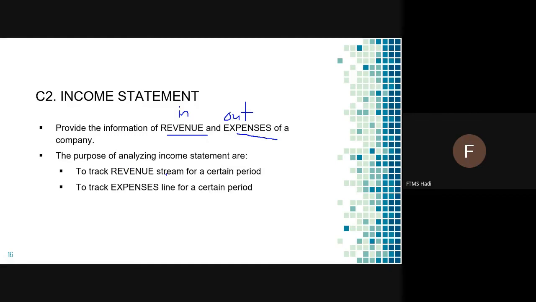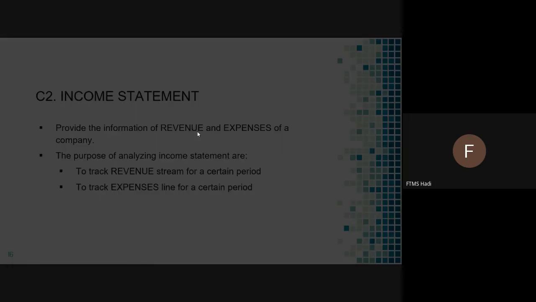So the purpose of analyzing the income statement: the first one is to track the revenue stream for a certain period, because we want to analyze money in, what is the main source of the company's income. And to track the expenses line in a certain period. We want to see which expenses are the largest. In other words, there are so many money outs, which one contributes the most? So this is the format of the income statement.